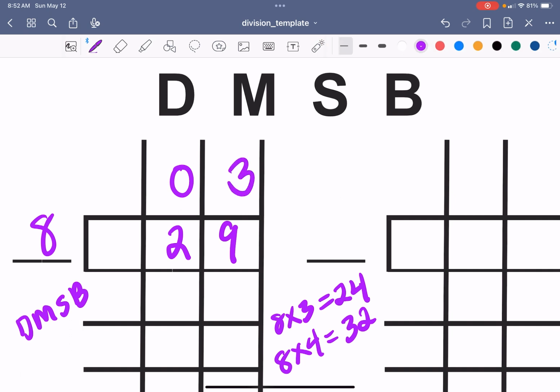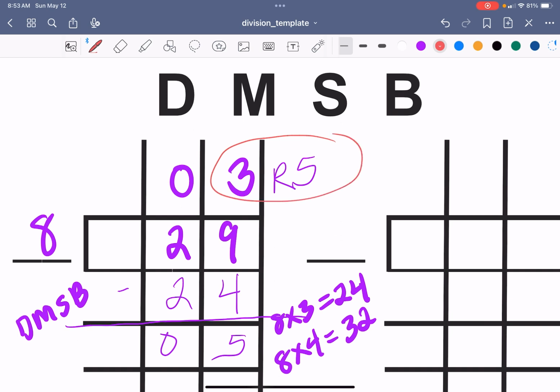So I'm going to use 3. So 3 times 8 is 24. So I did my division, did my multiplication. That's 3 times 8. Now I have to do subtraction. So minus. So 9 minus 4 is 5. And 2 minus 2 is 0. So we are left with 5 as a remainder. Our final answer is 3 remainder 5.